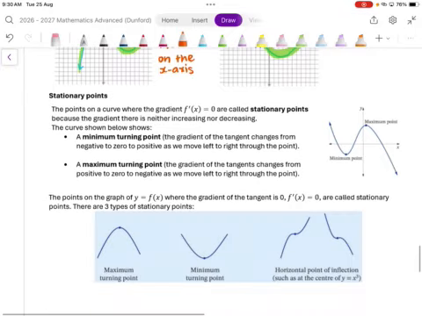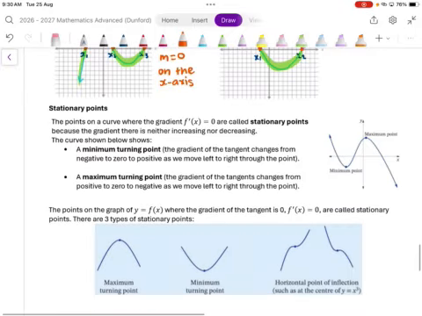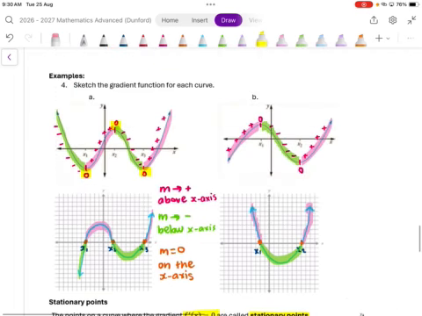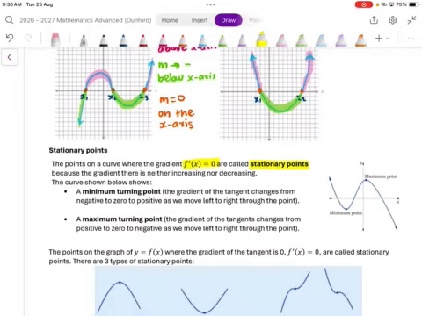So, like I said, we have our stationary points. This is the end of our thing. Our stationary points on our curve, where the gradient f dash x equals 0, are called our stationary points. That is what we have highlighted in the yellow up above. So our stationary points were there and there on that function. And that's because the gradient there is neither increasing nor decreasing.